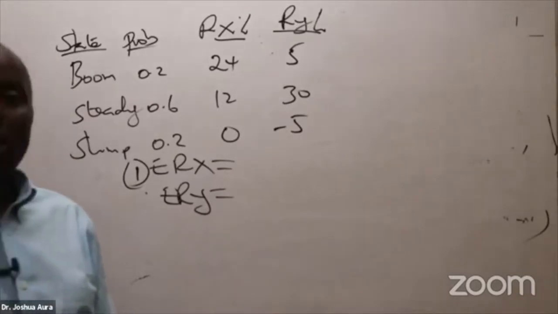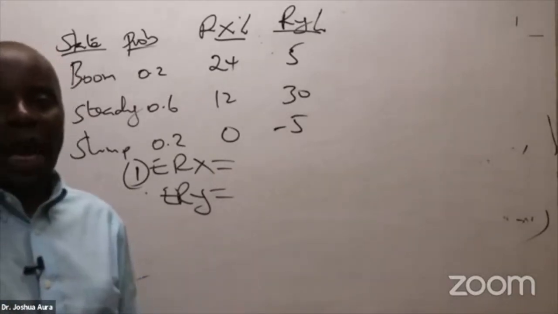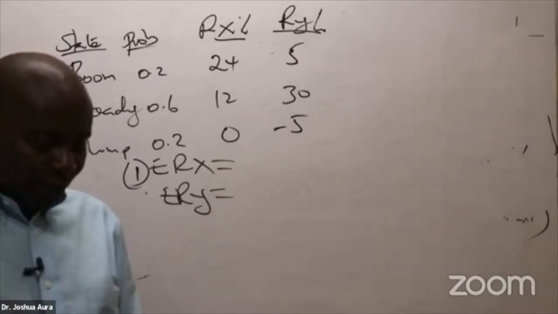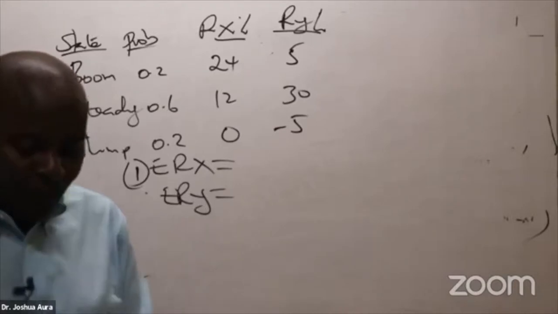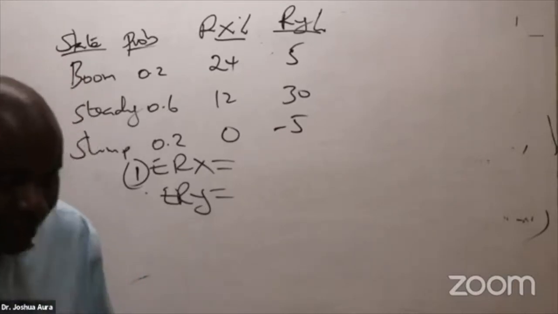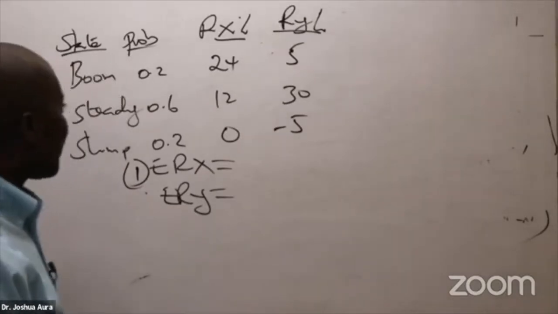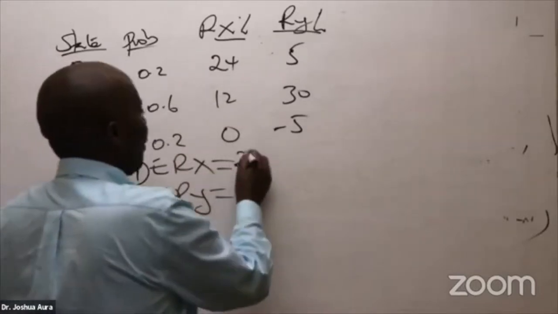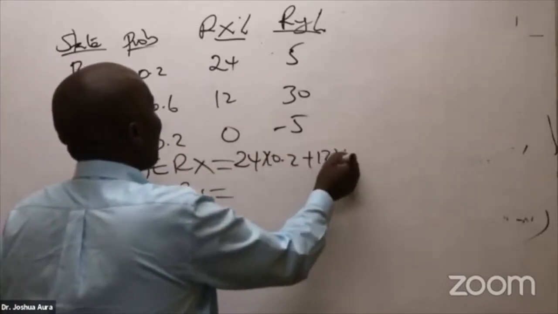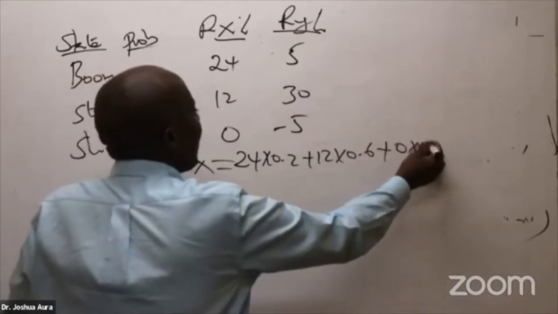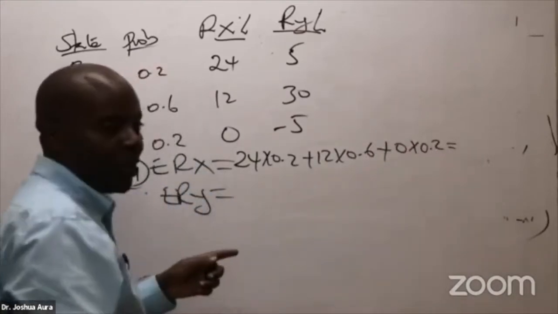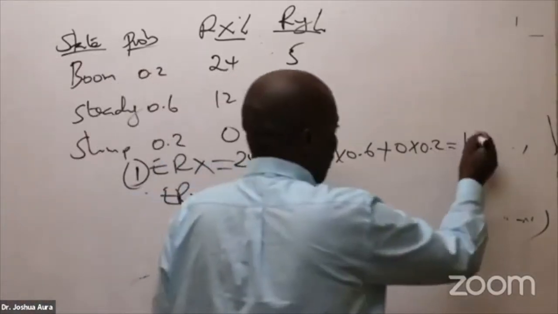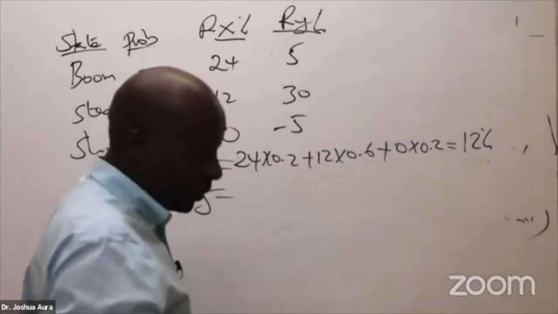I've already shown you how to get expected returns, where you take the actual returns given times their corresponding probabilities. There's a student who has already gotten 12. These guys are bright. So we have actual returns of X, 24 times 0.2 plus 12 times 0.6 plus 0 times 0.2. And most of them are able to give me what figure? Expected returns of X, most of them are able to give me a figure of 12%. If you wish, you can put the percentage back there.